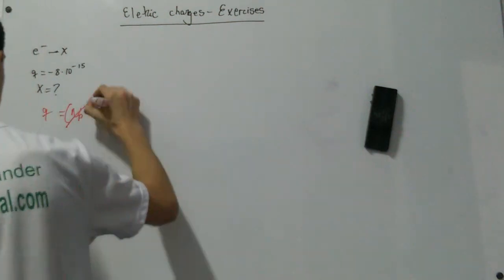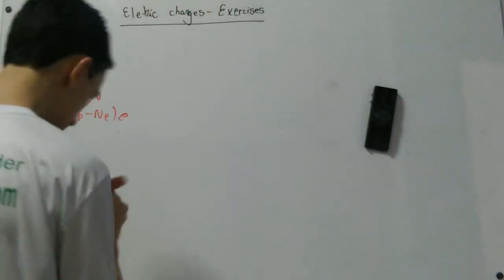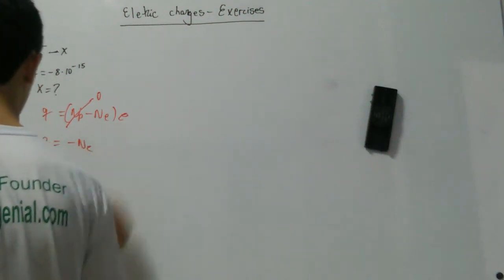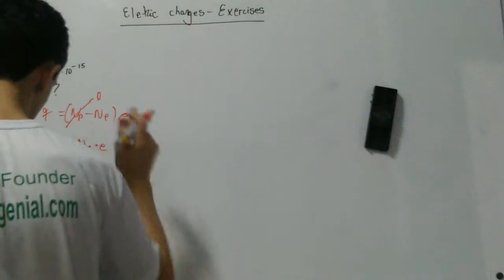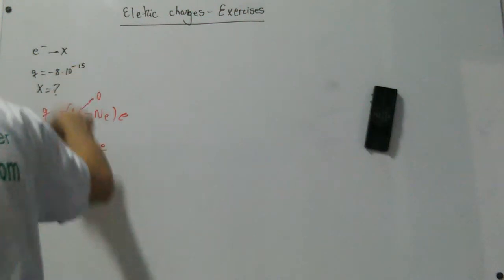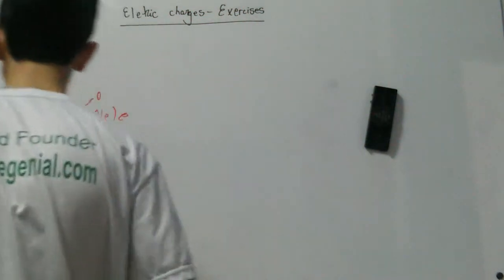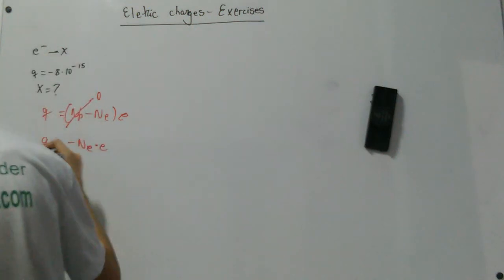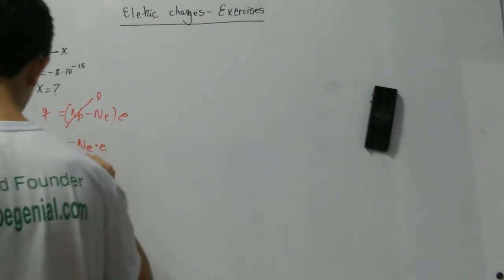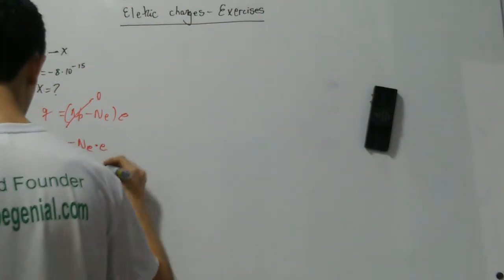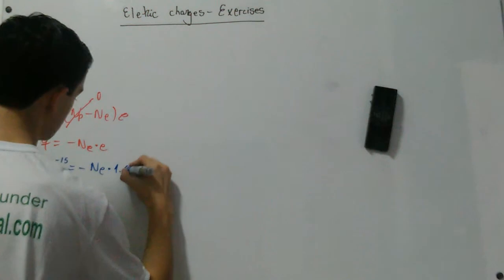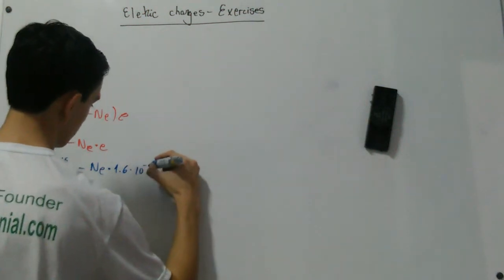So here we don't have protons, so the number of protons is 0. So we have that the total amount of charge is negative the number of electrons multiplied by E. So let's put the numbers here. We know that the charge of this amount of electrons is negative 8 times 10 to the power of negative 15. The number of electrons is what we want to know, and E is the fundamental charge, that is 1.6 times 10 to the power of negative 19.